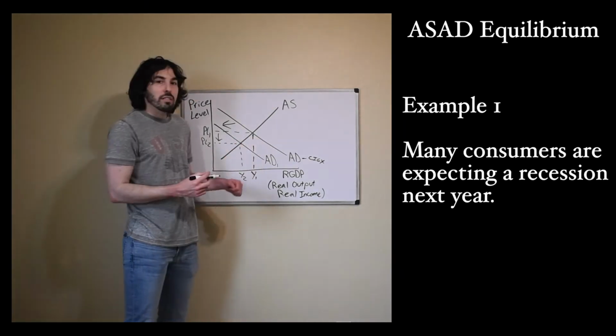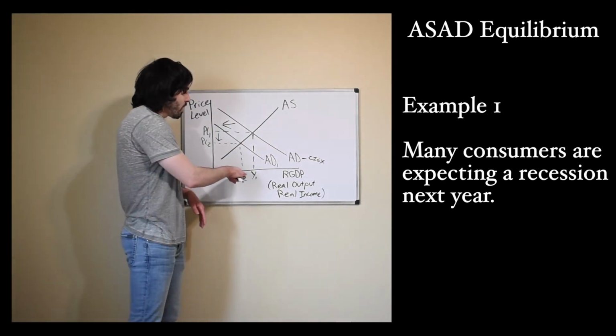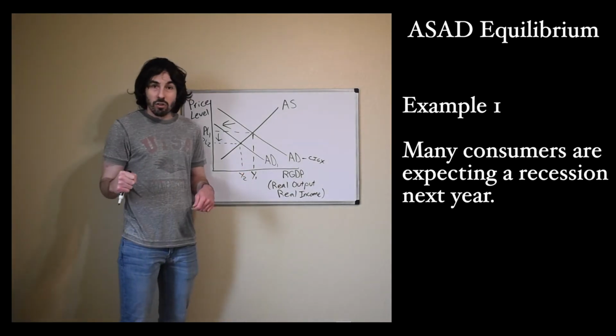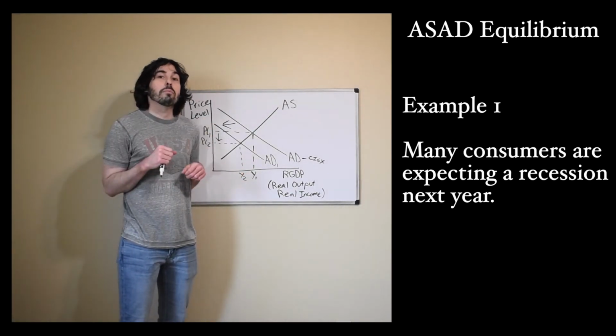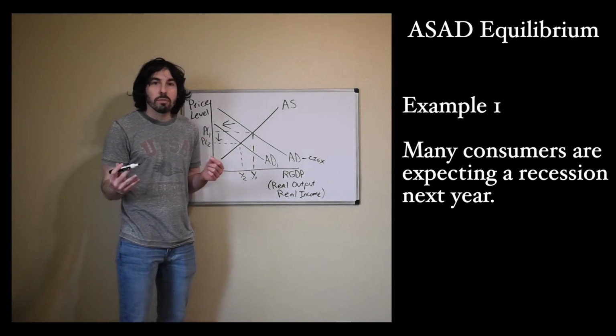Aggregate demand is decreased. That's made price levels fall, so inflation is slowing down. Our output has decreased, so our production is down. That means that our unemployment rate is actually going to be going up. People are going to be losing their jobs because no one's spending money.